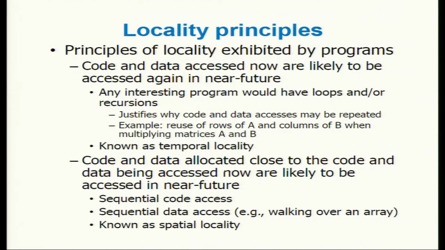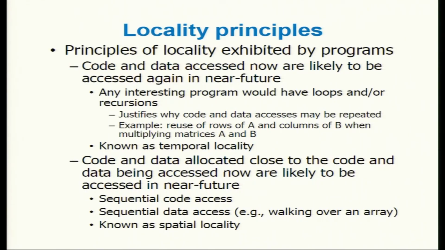So there is something called the locality principle, which dictates the design of caches. The principles of locality that are exhibited by programs come in two flavors. There are two types of locality. One is code and data accessed now are likely to be accessed again in the future. So that's one type of locality. That is, if I'm accessing a certain piece of data now, it's highly likely that I'll require it again in the future. Right?